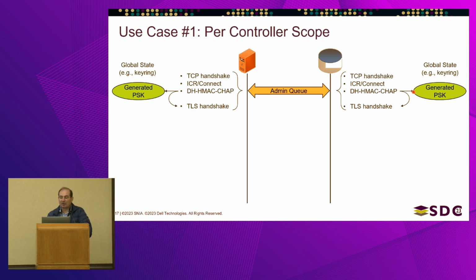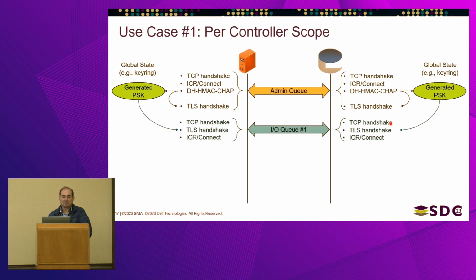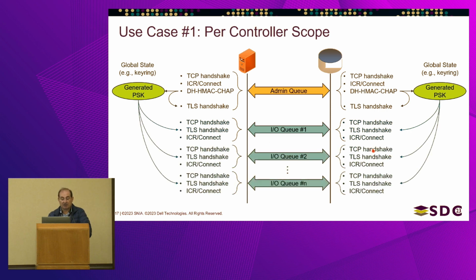But I also have a global generated PSK that I set up, and so I can use that one for the IO queues to go straight there. I do my TCP handshake, my TLS handshake, and then I do my ICRESP and connect, and the IOQ1 is ready. Same for IOQ2, same for IOQN. So this is the way in which I have one PSK per controller.